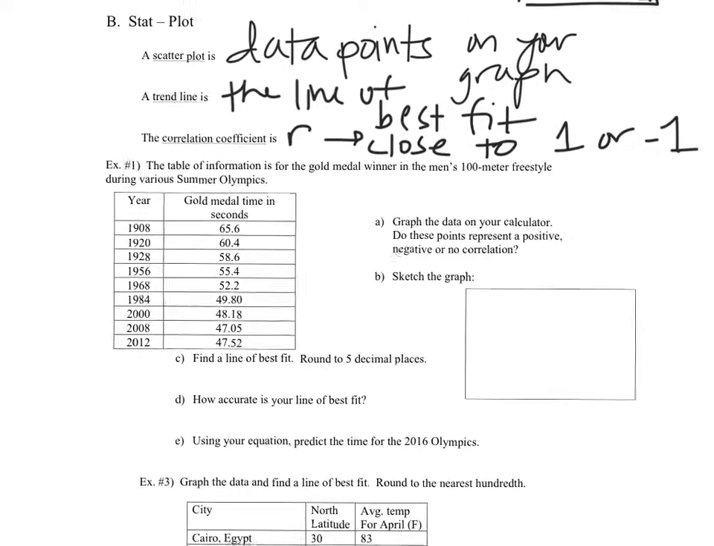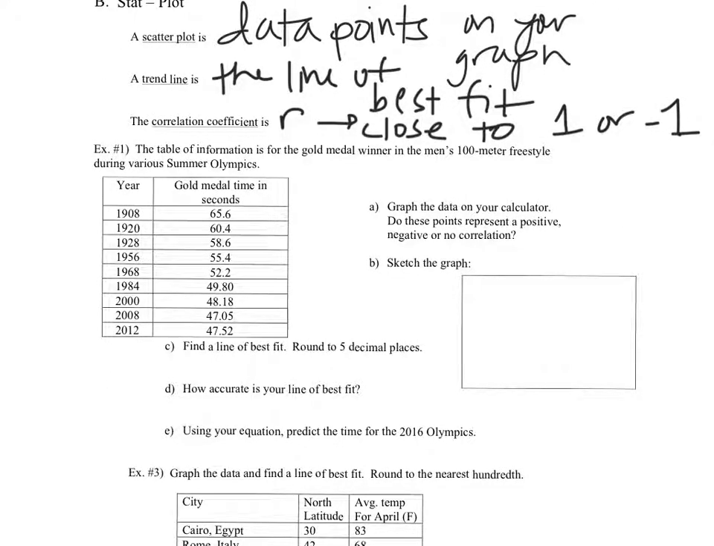All right, so what we're going to do is we're going to be given some information like this. It says the table of information is for the gold medal winners in the men's 100-meter freestyle swimming, during various summer Olympics. It says here that in 1908, the Olympic gold medal was 65.6, and these are just some various times, and we're going to graph this on our calculator, and we're going to see if it's a positive, negative, or no correlation. We're going to sketch the graph. We're going to find the line of best fit. We're going to do the whole thing, okay?